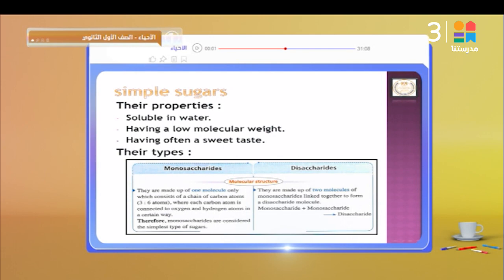Disaccharides add more of 2 molecules of monosaccharides, thus forming the disaccharide molecule. Mono plus mono finally gives us a disaccharide.